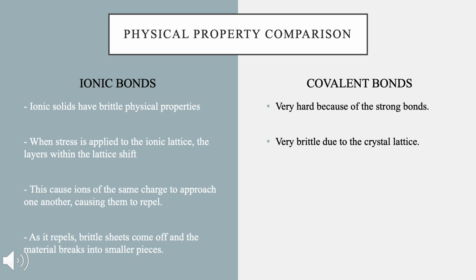Ionic solids have brittle physical properties. This is because when stress is applied to the ionic lattice, the layers within the lattice shift. This causes ions of the same charge to approach one another, causing them to repel. As they repel, the brittle sheets come off and the material breaks into smaller pieces.